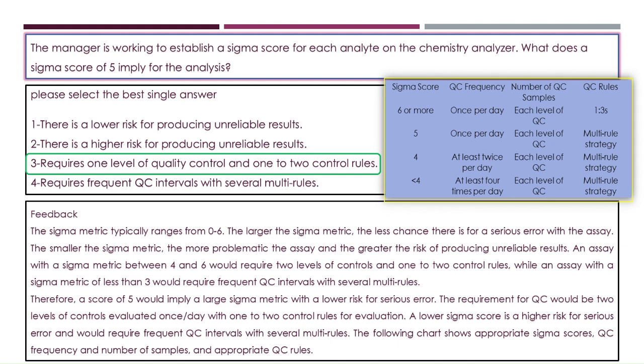The requirement for QC would be 2 levels of controls evaluated once/day with 1 to 2 control rules for evaluation. A lower sigma score is a higher risk for serious error and would require frequent QC intervals with several multi-rules. The following chart shows appropriate sigma scores, QC frequency and number of samples, and appropriate QC rules.